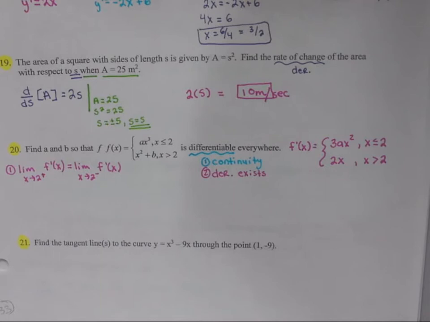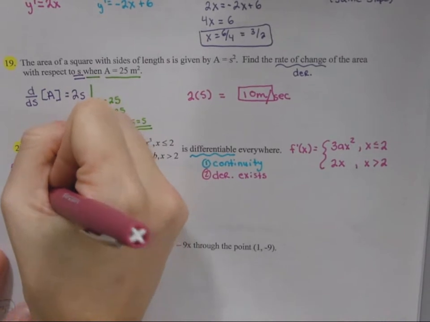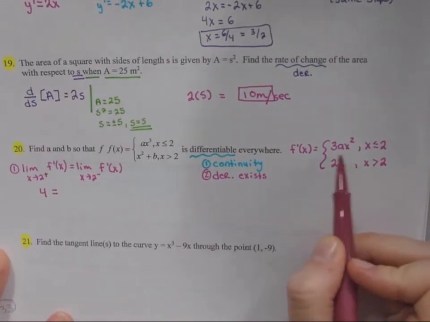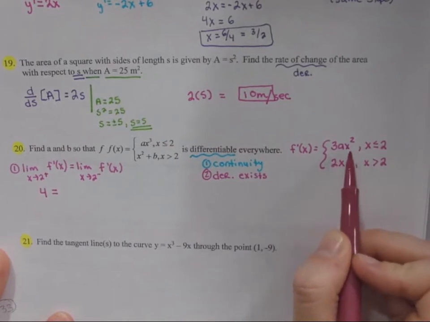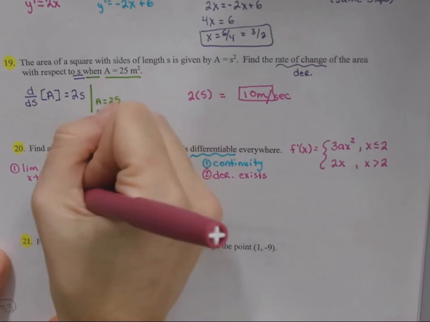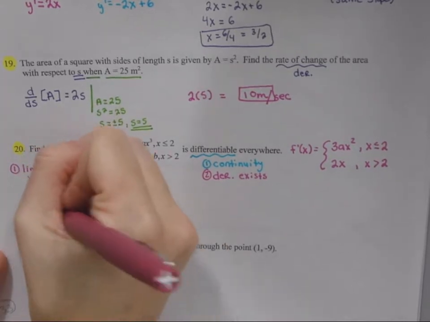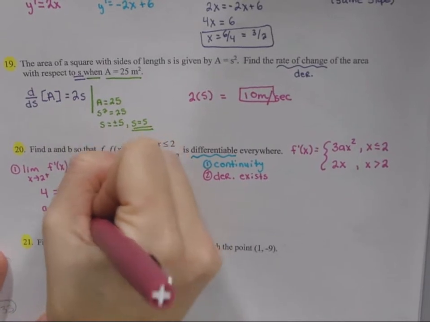So now we're going to plug in 2 for x into the derivatives. From the right is going to be that bottom function, so we end up with 2 times 2, which is 4. In the top function, we're going to plug in 2. So we get 3 times 4, which is 12, and then we still have that a. So if 4 is equal to 12a, then a is equal to 4 divided by 12, which is going to reduce to 1/3.